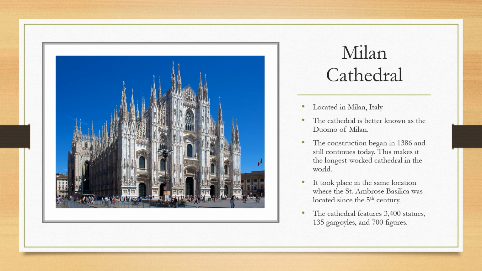Finally, we have Milan Cathedral. It is located in Milan, Italy. It is also better known as Duomo of Milan. The construction began in 1386 and still continues today, making it the longest worked cathedral in the world. This is partly due to the lack of funds that the country has provided over its long period. The cathedral itself features over 3,400 statues, 135 gargoyles, and 700 figures.